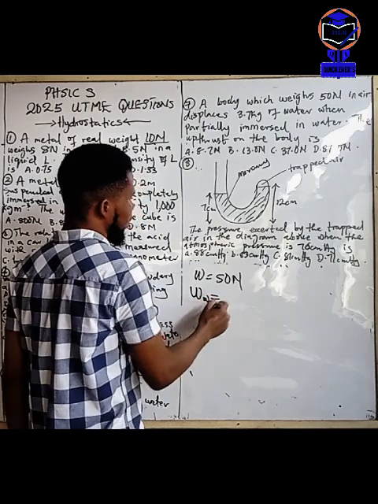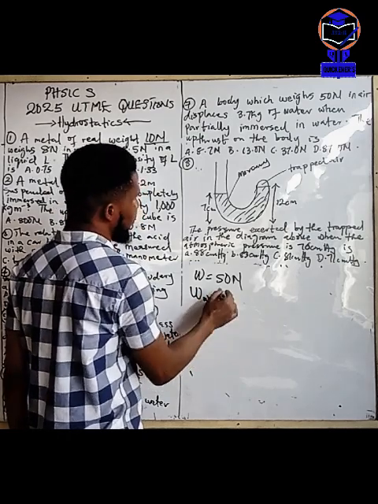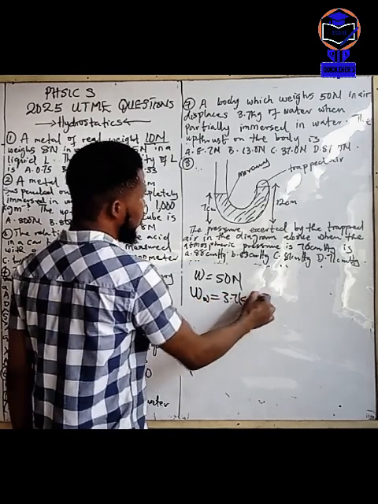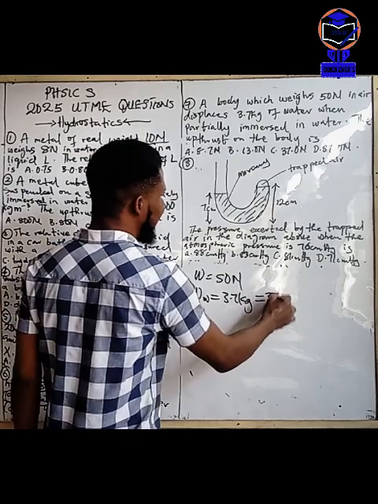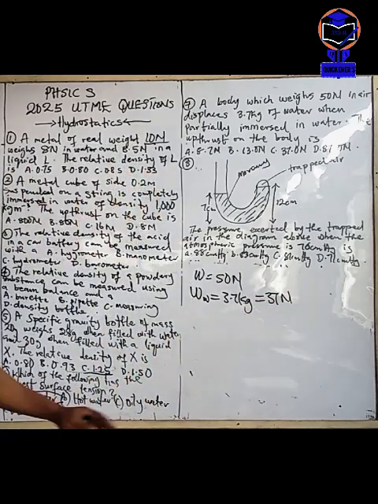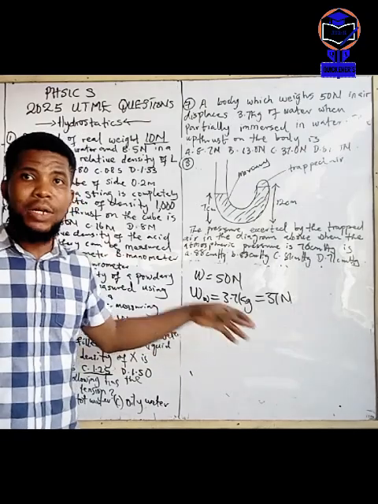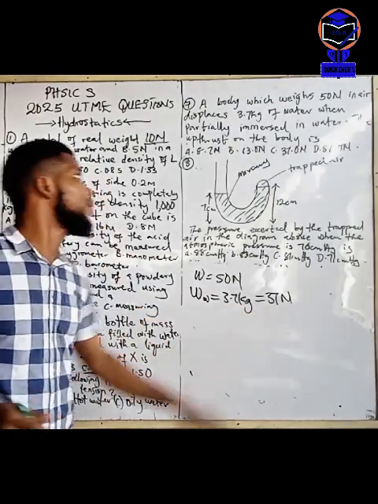So the weight of water displaced is 3.7 kilograms, which is also what? 37 Newton. Can you see that? I hope you're with me. You just multiply by 10, so that I get 37 Newton. Are you with me? Good.